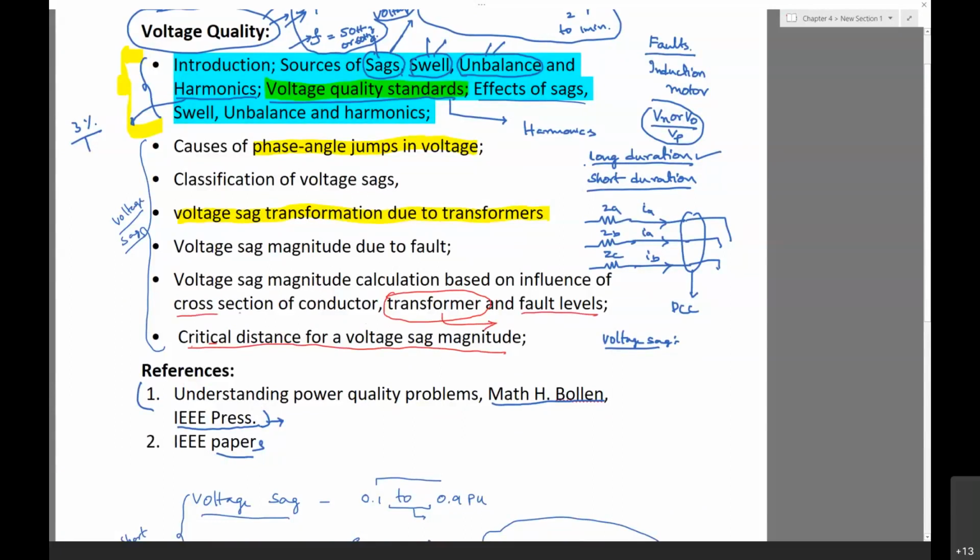And this particular cross section of the conductor: obviously the resistance R is equal to rho L by A, so how does the cross section area of the conductor influence the resistance? It is not required to discuss very elaborately. We are seeing voltage sag magnitude due to the fault, voltage sags due to transformers, and then the classification of the voltage sags and the causes of the phase angle jumps in the transformer also. This is a complete unit.